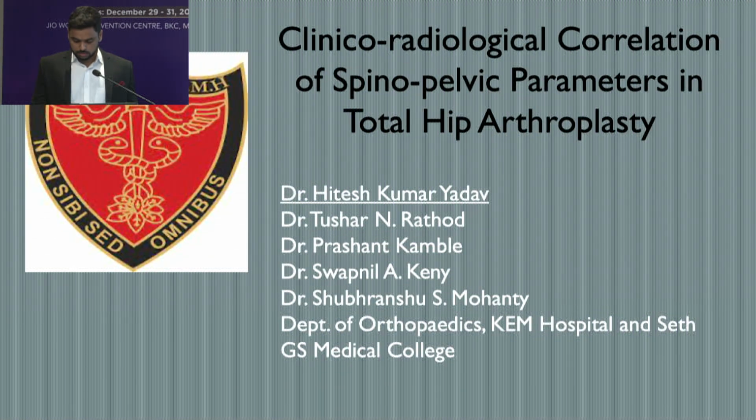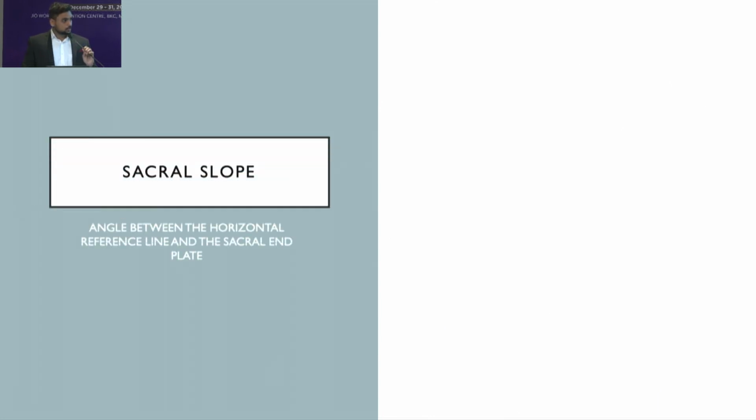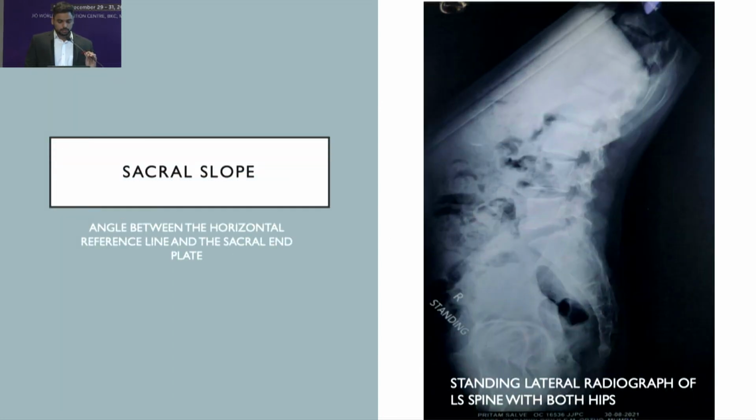Good morning, everyone. My topic is clinico-radiological correlation of spinopelvic parameter in total hip replacement. First, it is very important to understand the spinopelvic parameter. What is sacral slope? Sacral slope is the angle between the line passing through the sacral end plate and the horizontal reference line.